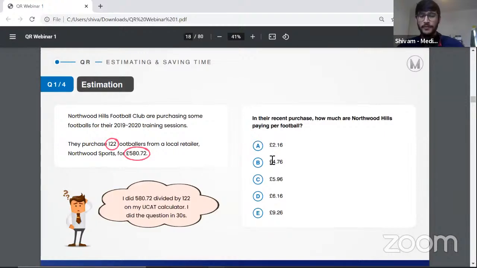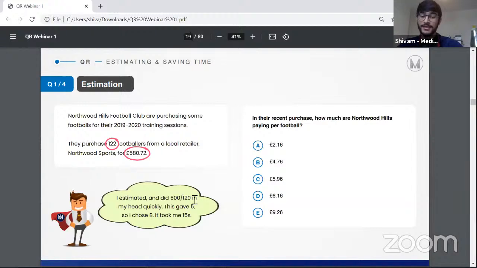So I just want to clarify that one more time. So we've got 580 and we've got 122. You could have used the calculator, but if you wanted to be even more efficient, you could have just done 600 divided by 120, and that would have given you 5. Yeah, that takes around 10, 15 seconds.